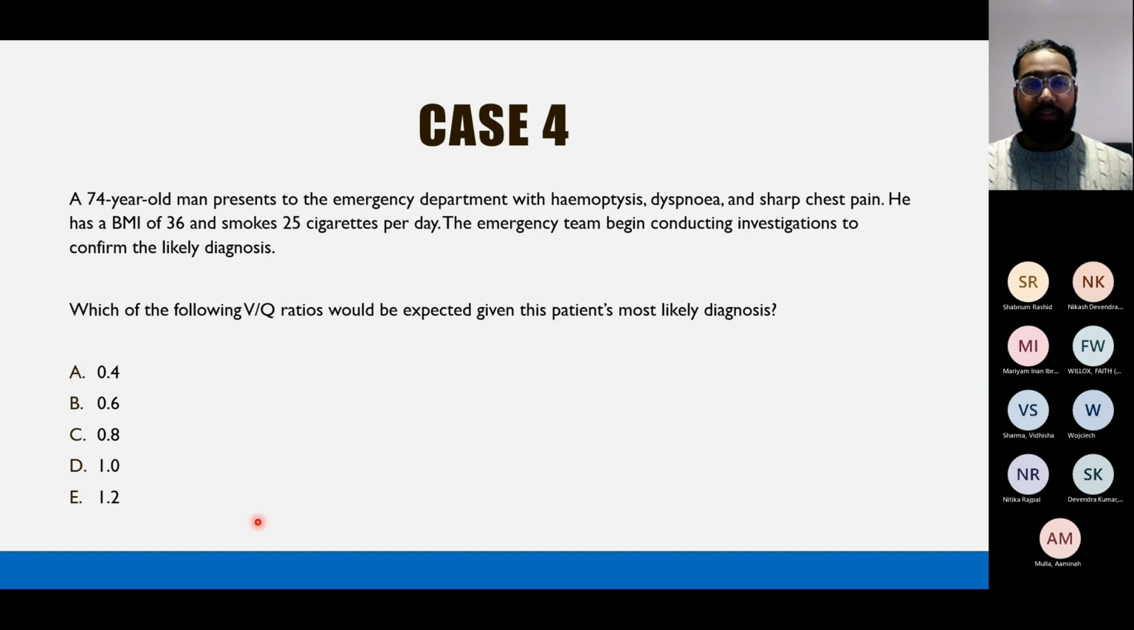So you can see how we're moving slightly more from that early preclinical. We're starting to go half and half now with the physiology and the clinical. So you need to work out what this patient actually has, and then you need to work out what VQ ratio you'd expect with this patient. And working out what the patient has will come from the stem. So you've got one risk factor, which is the age. You've got the presenting triad, and you've got 2 more risk factors with the BMI and the cigarettes.